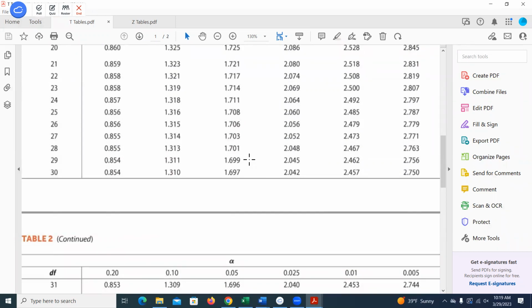1.699 is going to be the number of standard deviations away I need to go to the left, right? Or subtract that to get my lower bound. Number of standard deviations I need to go to the right, or add that to get my upper bound. Okay.